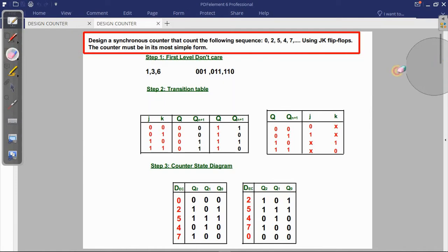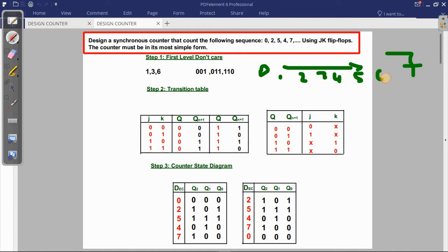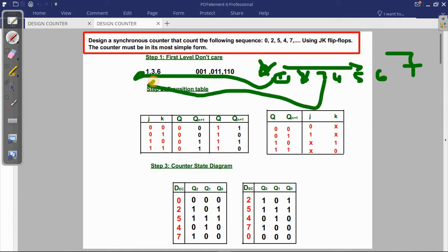So for the 3-bit sequence, we count from 0 up to 7. If I check, we have 1, 2, 3, 4, 5, 6 and 7. So I check my sequence: 0, I have 0, so 0 is out. I don't have 1, which means 1 is my first don't care. I check 2, we have 2, so 2 is out. We don't have 3, so 3 is my second don't care.